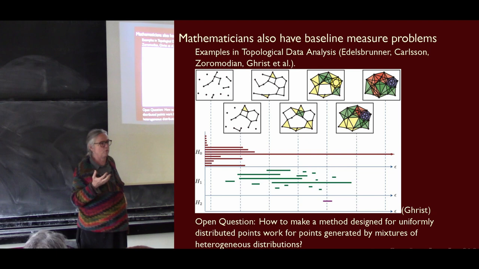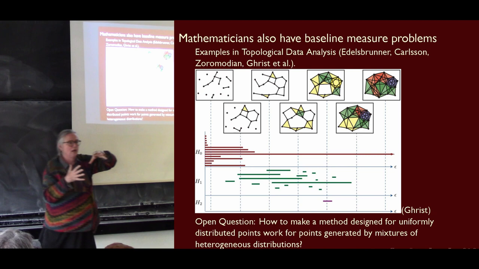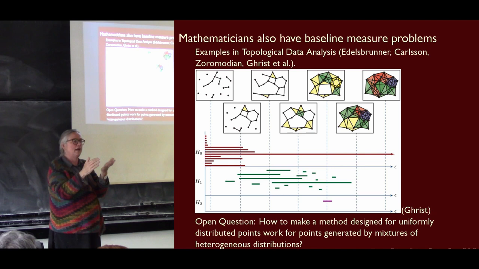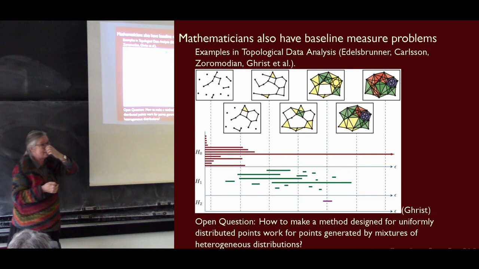So there's an identifiability problem between the fact that your points might be clustered and so have a difference in density, or you might have very high curvature and you won't be able to distinguish between the two. So all the methods in TDA sort of break down for real data.